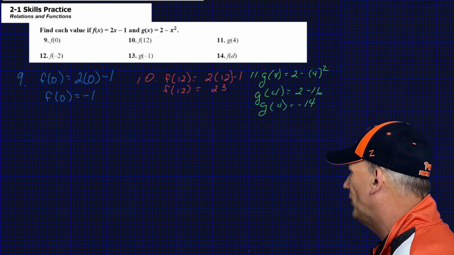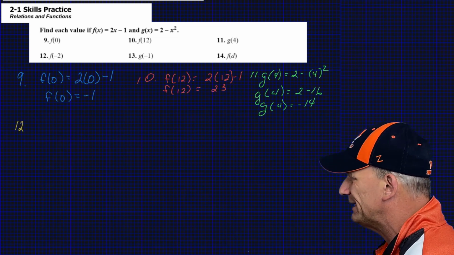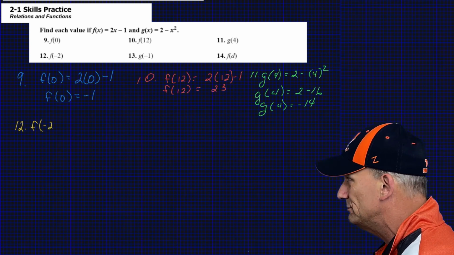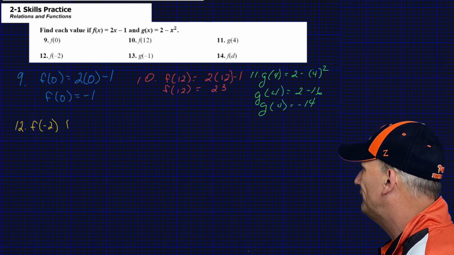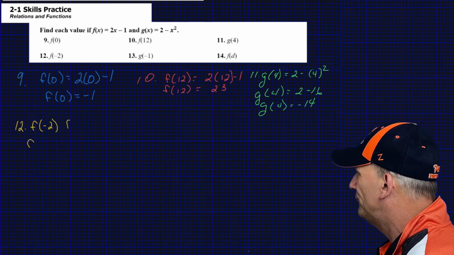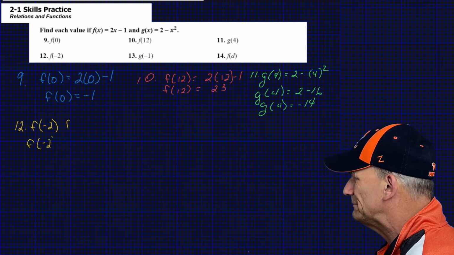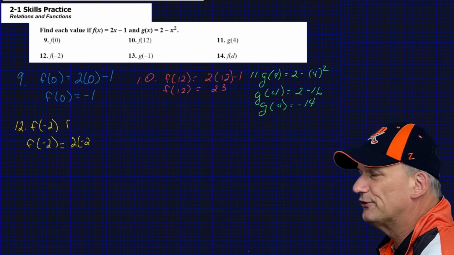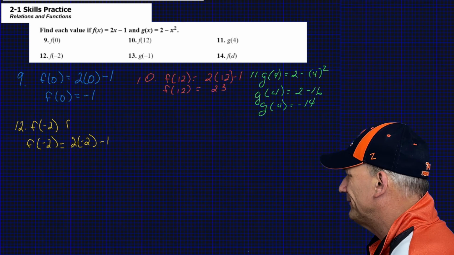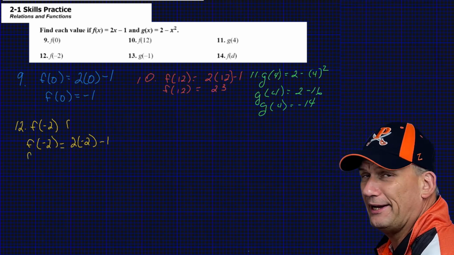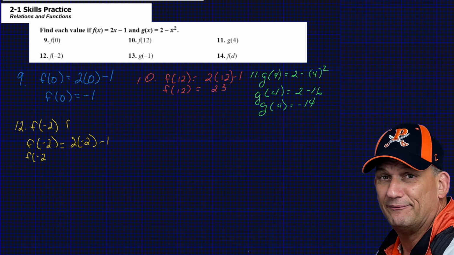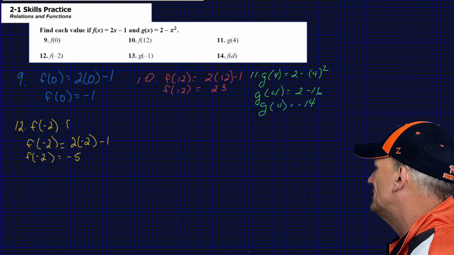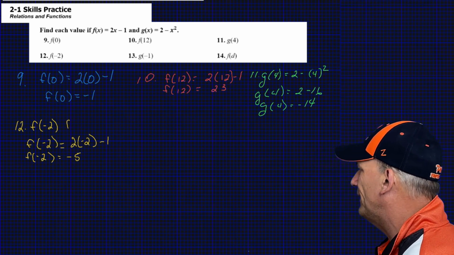All right, let's look at number 12. Now we're back to the f of x. They're telling us that for f of x, in this case, we're going to substitute in -2. So we're going to write it out. F of -2 equals 2 parentheses -2 minus 1. So 2 times -2, -4 minus 1. You should have gotten -5. So really this comes down to being able to multiply, add, subtract, divide positive and negative integers. If you're solid with that, this should not be an issue. All right, so f of -2 is -5.